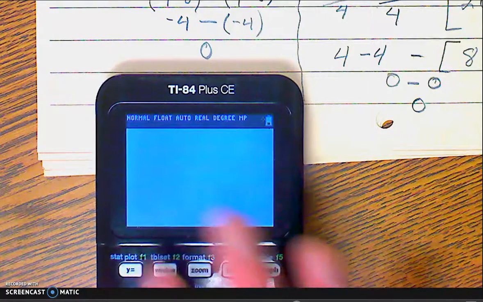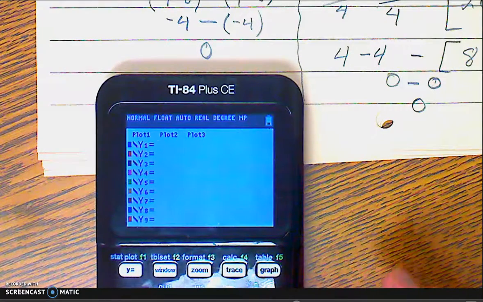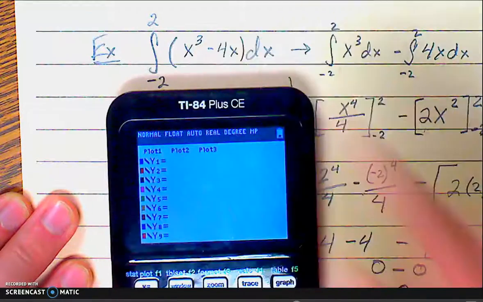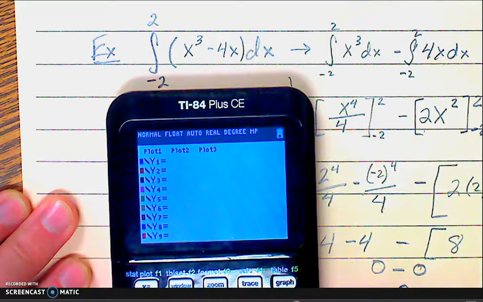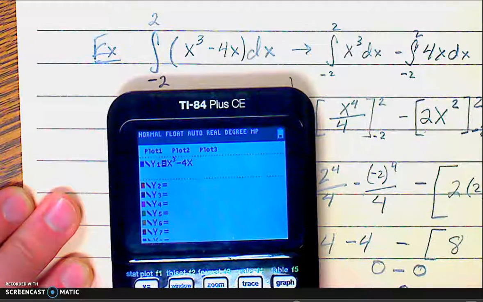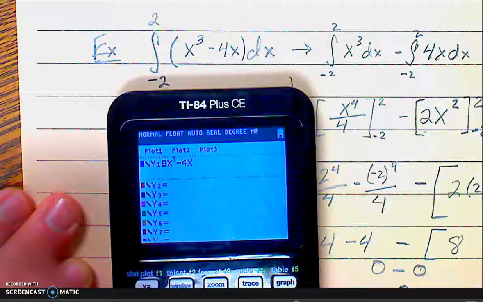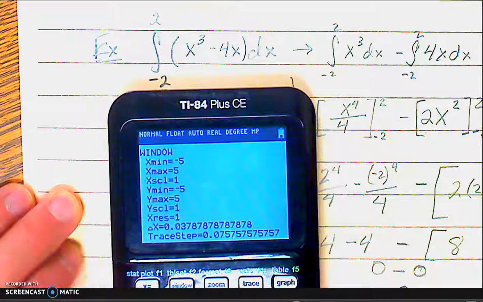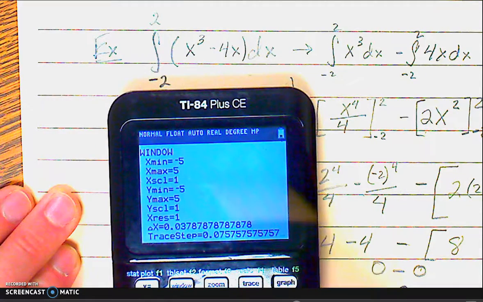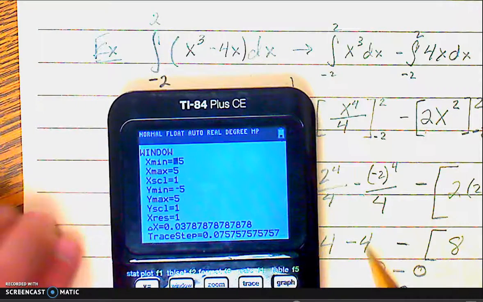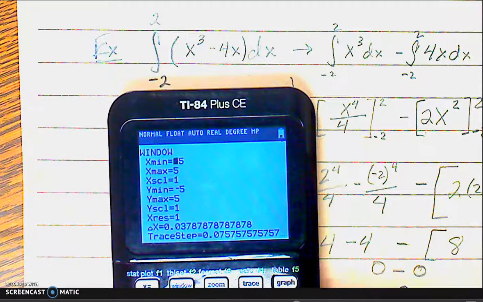What we want to do first is graph our integrand, which if we look back was this function in here, that little f of x. That's going to be x cubed minus 4x, and we want to graph that. We want to make sure our window shows the limits of integration, which are negative 2 to 2. Negative 5 to 5 definitely would show that as far as your x's. And for your y's, if you want a good picture, negative 5 to 5 for this function will give us a really good picture of what's happening on our graph.